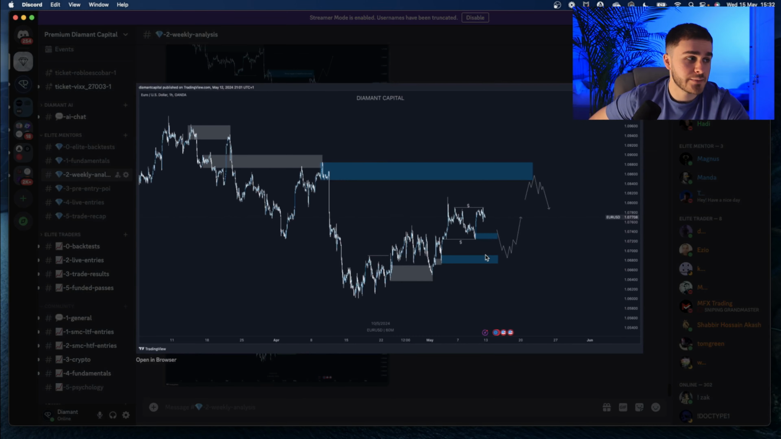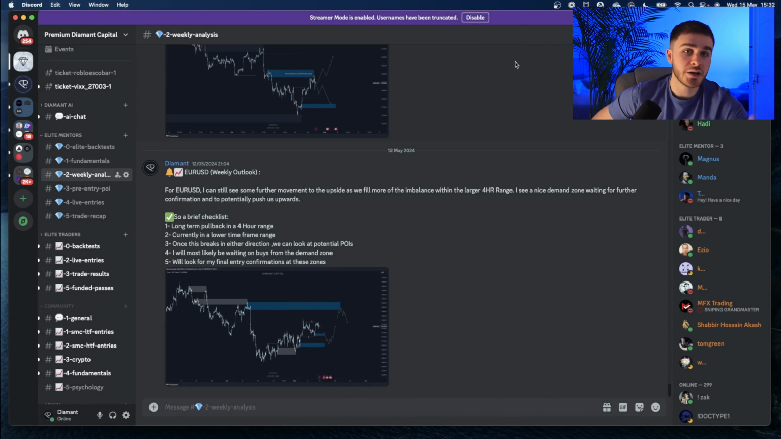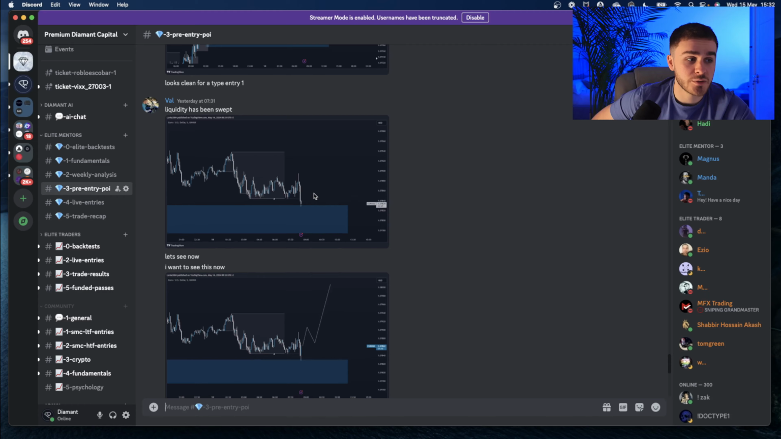As I've said over here, I'm expecting for price to continue upwards. Now, usually, like I said, we expect some kind of low of the week before we get a push upwards. But in this case, it decided to just push upwards completely, which is completely fine because we're still looking in that direction. Then we look at our pre-entry point of interest.